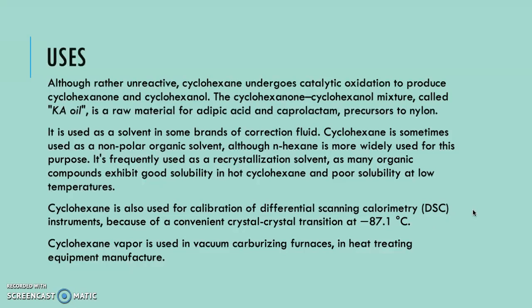Cyclohexane is sometimes used as a nonpolar organic solvent, although n-hexane is more widely used for this purpose. It is also used frequently as a recrystallization solvent, as many organic compounds exhibit good solubility in hot cyclohexane and poor solubility at low temperatures. Cyclohexane is also used for calibration of differential scanning calorimetry instruments because it is convenient for crystal-crystal transition. Cyclohexane vapor is used in vacuum carburizing furnaces and heat treating equipment manufacturing.